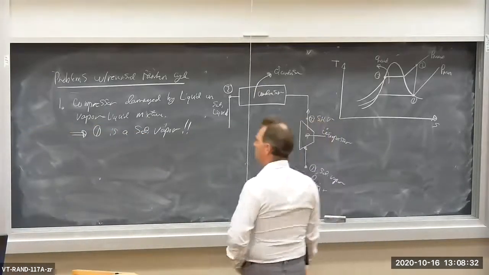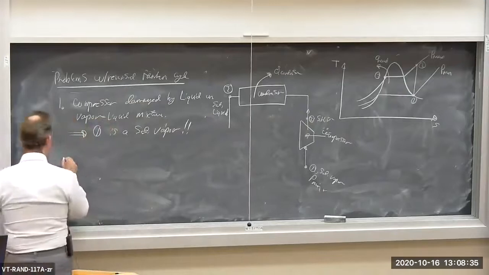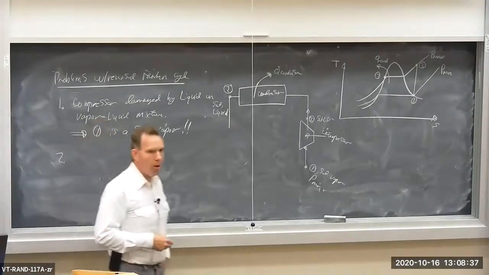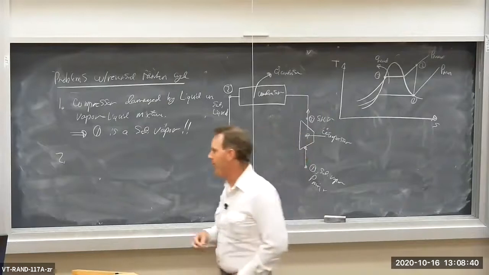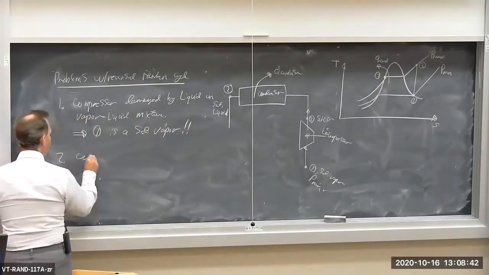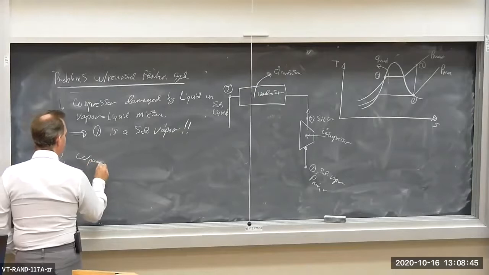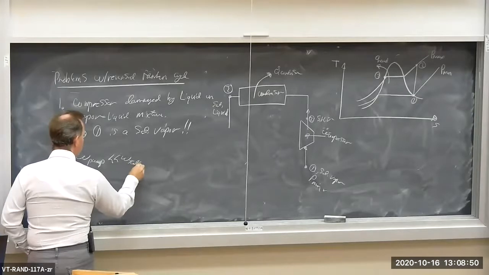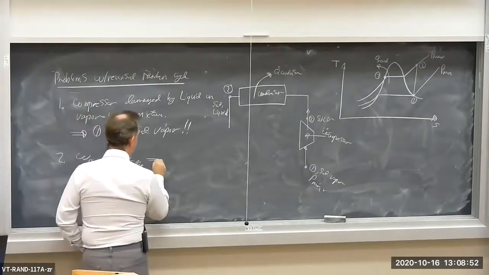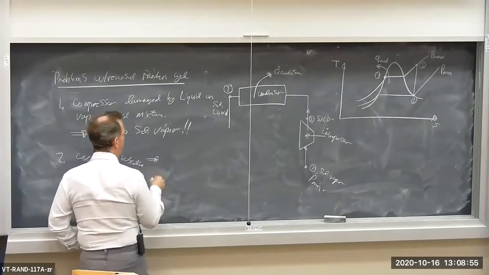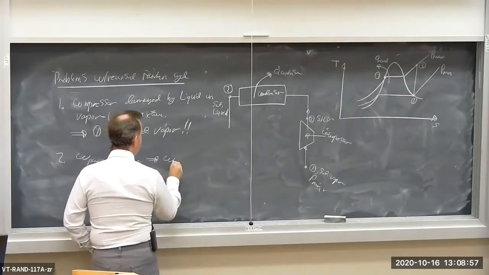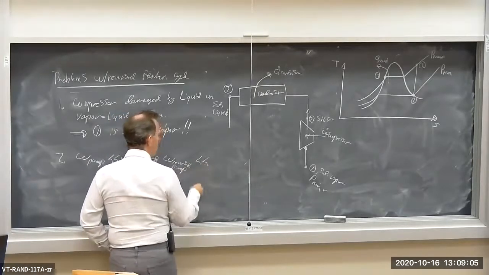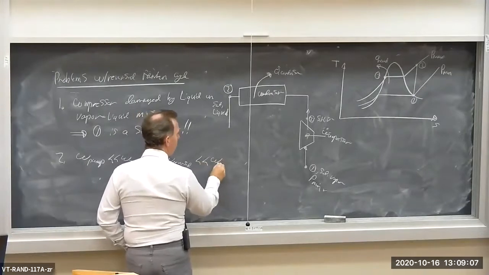Now, what's the other problem with the reversed Rankine cycle? Number 2, if you recall from the problem that we did involving a Rankine cycle, the specific work for the pump was much, much less than the specific work for the turbine. What that implies is, for this reverse device, the specific work for the reversed pump is still much, much less than the specific work for the compressor.